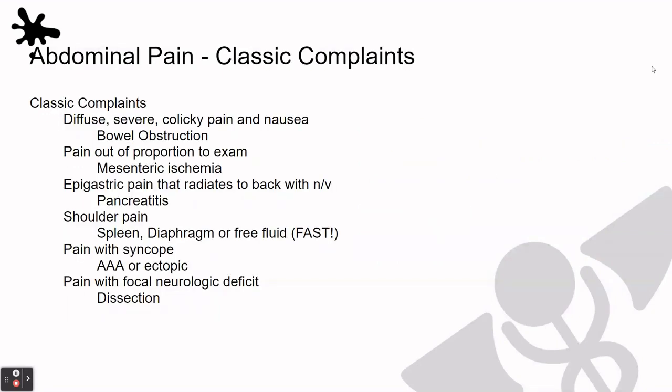So, what are some of the classic complaints? This is pretty textbook stuff, right? Diffuse severe colicky pain and nausea, you're thinking about a bowel obstruction. Pain out of proportion to exam, mesenteric ischemia. Epigastric pain that radiates to the back with nausea and vomiting, pancreatitis. Shoulder pain, you're thinking about things that are going to be up near that diaphragm, because that's referred pain. So like spleen, hepatitis, is there some free fluid? You should do a FAST on these. Pain with syncope could be a triple A, it could be an ectopic. And then pain with focal neurologic deficit, definitely think about a dissection.